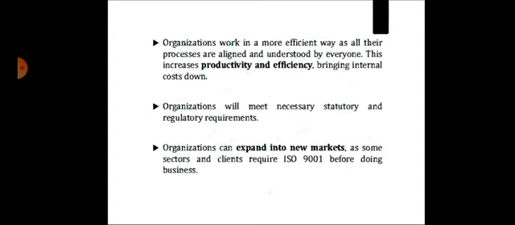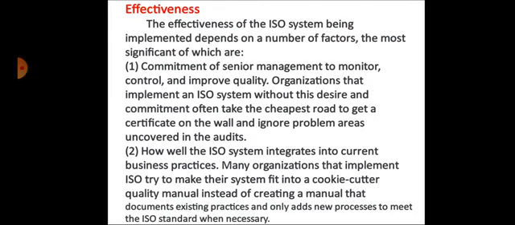Fifthly, organizations will meet necessary statutory and regulatory requirements. Sixth advantage, organizations can expand into new markets as some sectors and clients require ISO 9001 before doing business. Effectiveness of ISO. The effectiveness of an ISO system being implemented depends on a number of factors, the most significant of which are: number 1, commitment of senior management to monitor, control, and improve quality.